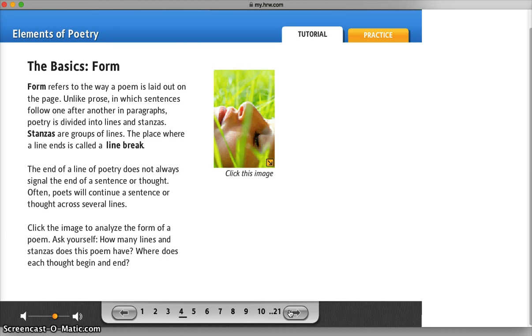Click the image to analyze the form of a poem. Ask yourself, how many lines and stanzas does this poem have? Where does each thought begin and end?